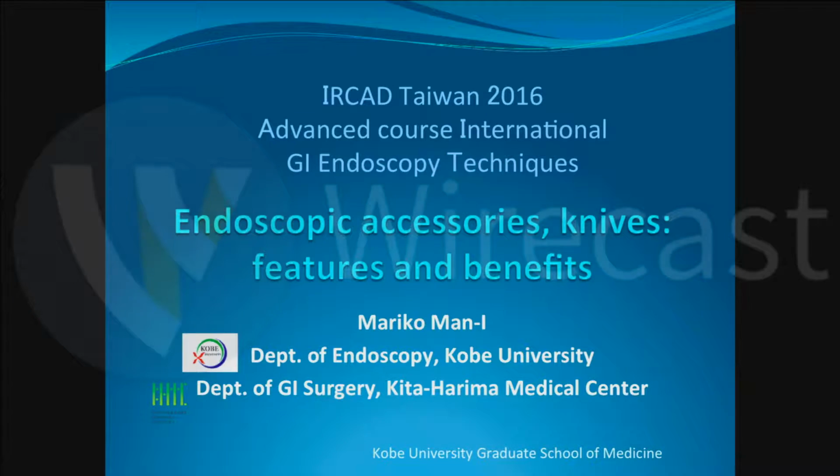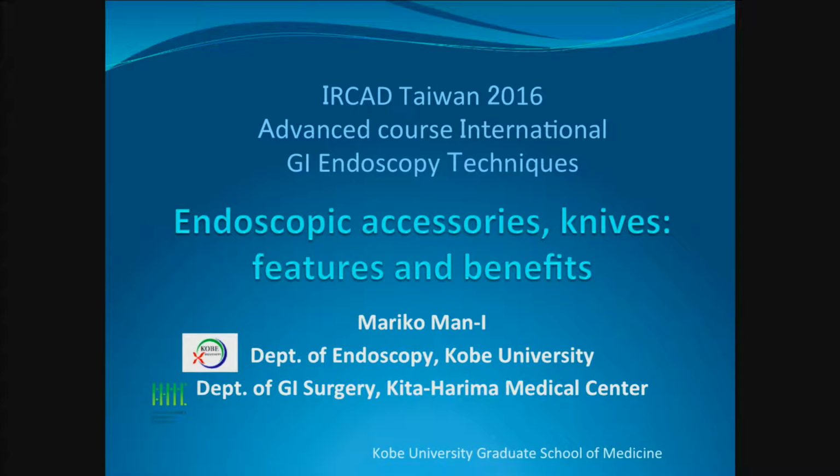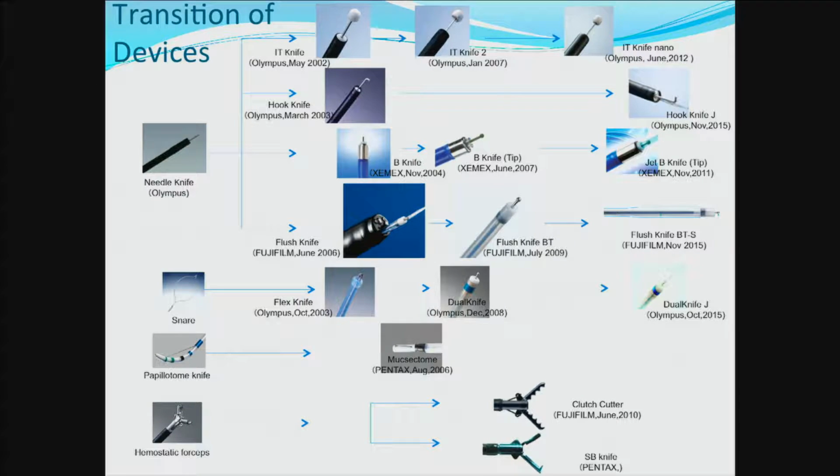She's talking about accessories, knives, features, and benefits. Next topic: endoscopic accessory knives and their features and benefits. Transition devices are shown in this schema. There are many devices developed from these conventional devices on the left side: needle knife, snare, papillotome, or hemostatic forceps.